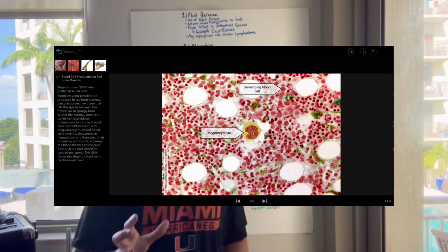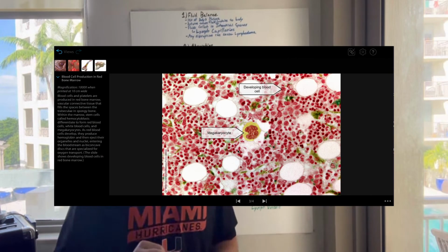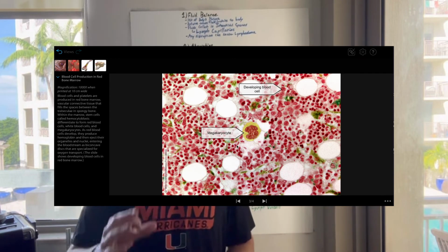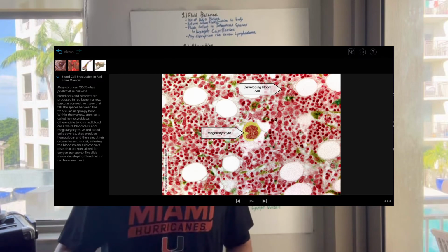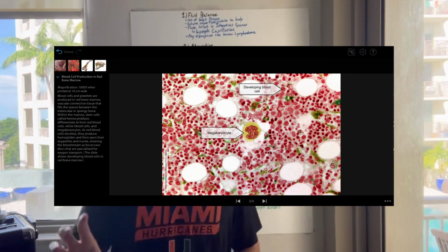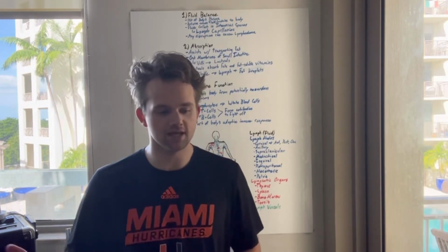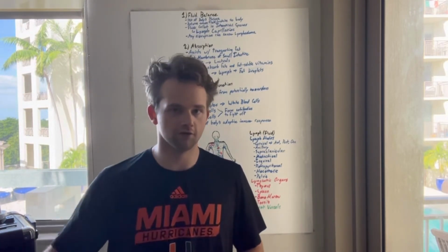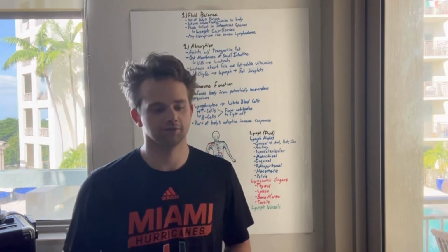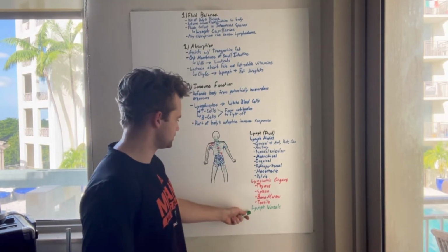So blood formation starts in a small population of hematopoietic stem cells in the red bone marrow, from which all cell divisions originate. Essentially, these cells are capable of self-renewal throughout their lives. So let's move on to the lymphatic vessels.